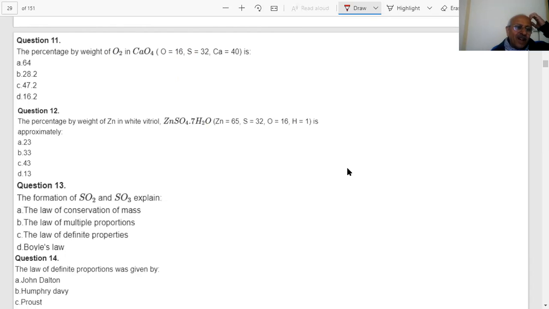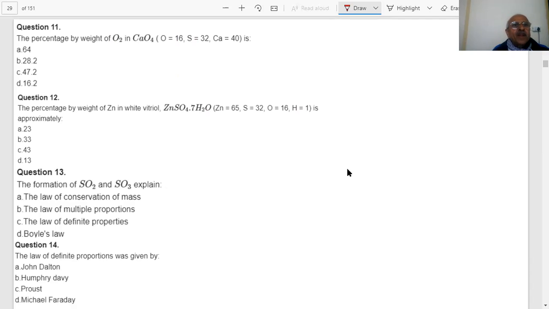Most of the questions here involve a lot of calculations. As you can see, students, the percentage by weight of oxygen in CaO4. This formula is wrong; it should be CaSO4, students. Calcium sulfate, CaSO4. The percentage by weight of O2 in CaSO4 is.